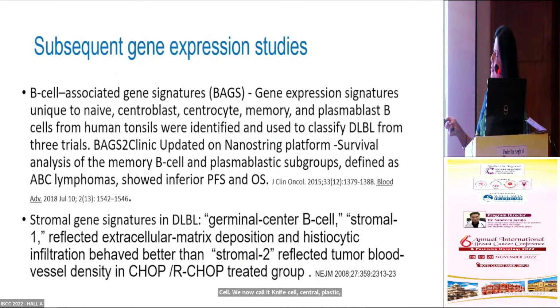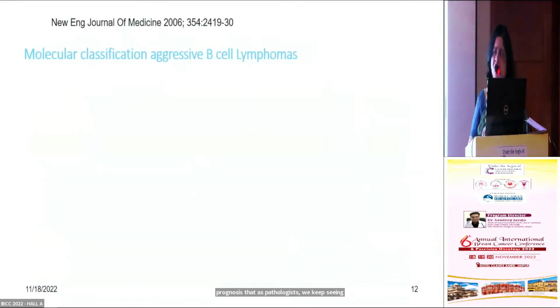Obviously, the memory B cell and the plasmablastic subgroups of DLBL behaved in a bad manner. We never thought that lymphomas carried stroma, whereas here, if you see, you have stromal gene signatures in DLBLs. What this article very nicely said was that if you have an angiogenically active DLBL, then you have a poor prognosis. And as pathologists, we keep seeing angiocentricity in DLBL, but nobody has captured that till now.